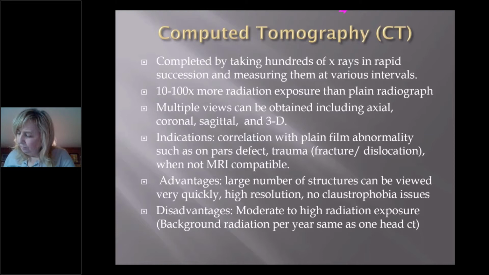Advantages, you can look at a lot of structures in a very quick time frame and with really good high resolution and no claustrophobia issues. You're not going to have a patient that says, oh, I can't get a CAT scan because I'm claustrophobic. Usually if they're telling you that, they're mistaking that for MRI, or they don't know the difference. It's one or the other. What are some of the disadvantages? Significant radiation exposure. And so for patients that only had a CT once every blue moon or every couple of years or every 5 or 10 years, not an issue.